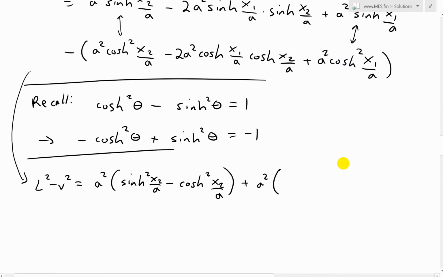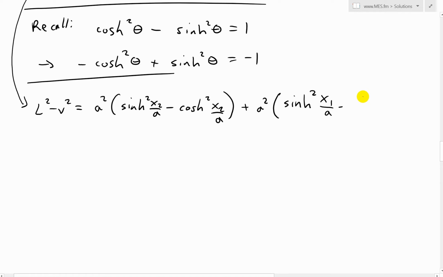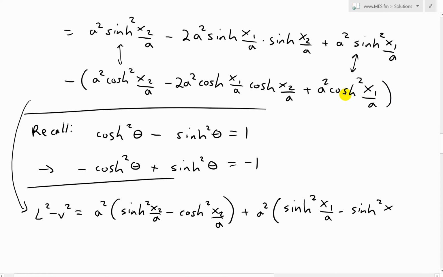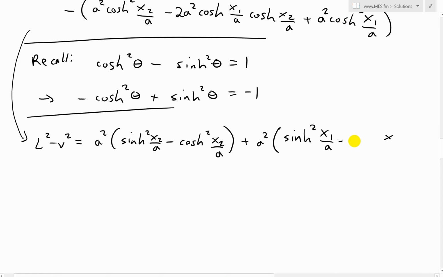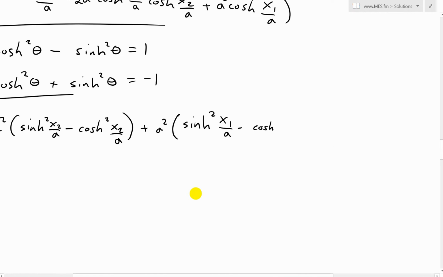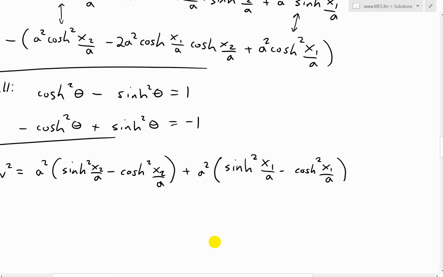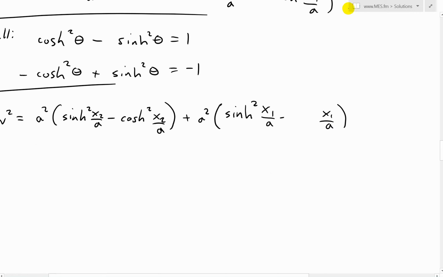So we'll have again sinh squared of x1 now, instead of x2, over a, minus... actually not sinh, that's cosh right there. So cosh squared of x1 over a. It's just a bit confusing, so it's going to be x1 over a. Yeah, I got a bit confused. Let me write this a bit neater.